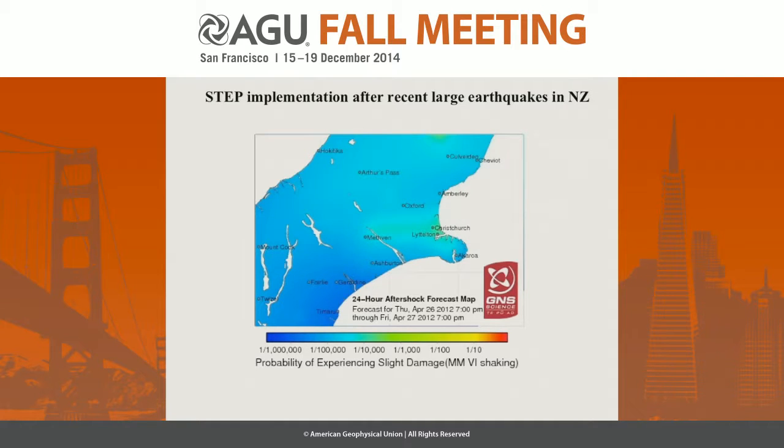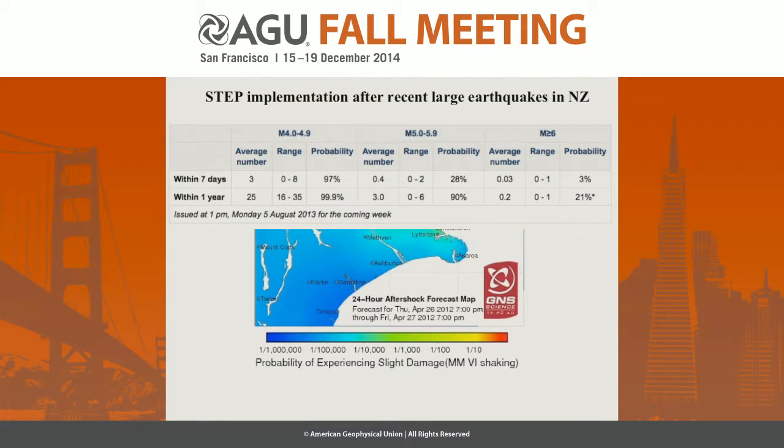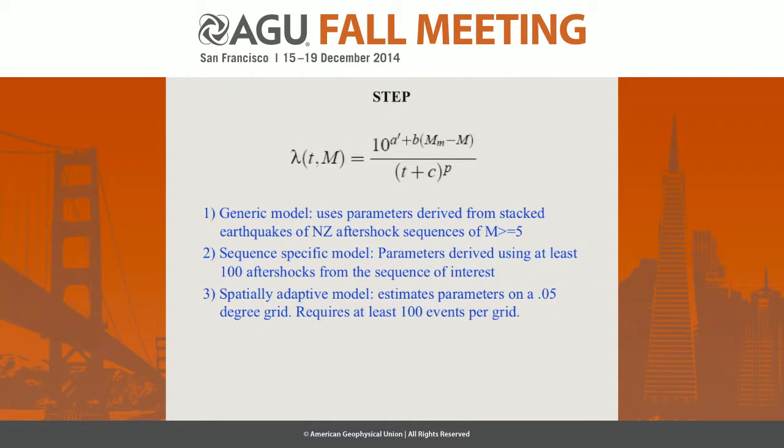Matt's already shown this picture, or one of these. This is the STEP implementation in New Zealand. This is another STEP implementation after the Cook Strait events. And this is just reminding people how STEP works: it has generic parameters and then parameters that are sequence specific as a sequence begins to develop.